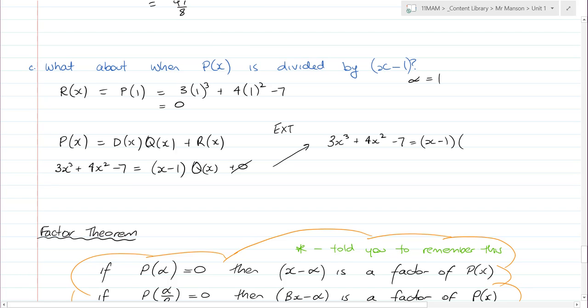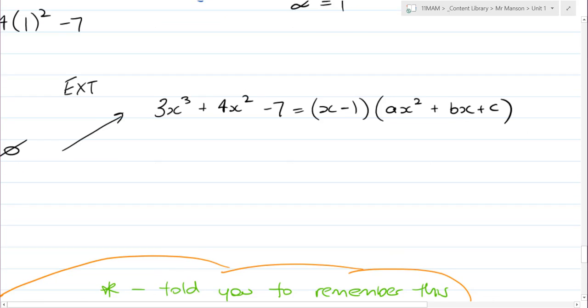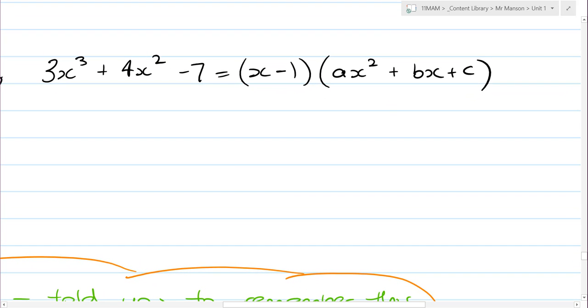Because I know it's a quadratic, I'm going to write it down as ax squared plus bx plus c. And I already know some things about a, b and c. For example, I know that a must equal 3, because the only way for me to get 3x cubed is by doing x times that quadratic term. So it must be 3 to get 3x cubed. Does that make sense? And I also know that c must be 7, because the only way to get this constant term is to do -1 times 7. And that gives me my -7.